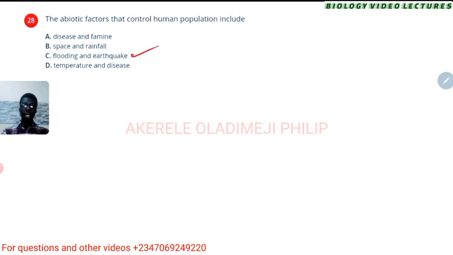Flooding and earthquake. All right. Other ones will have been correct, but disease is not. That's biotic in nature, because it's caused by pathogens, and pathogens are living things, really. Moving on.